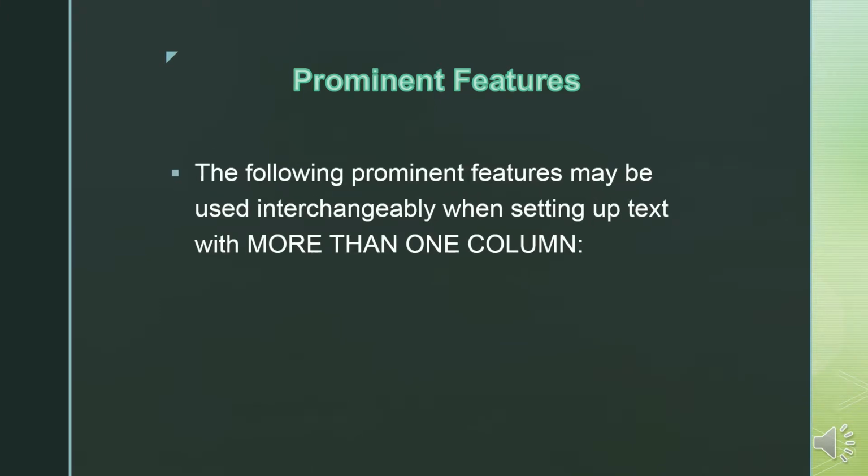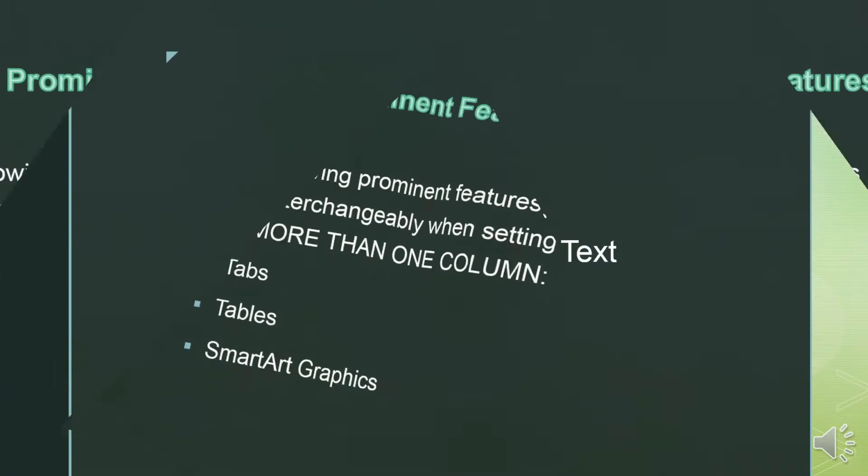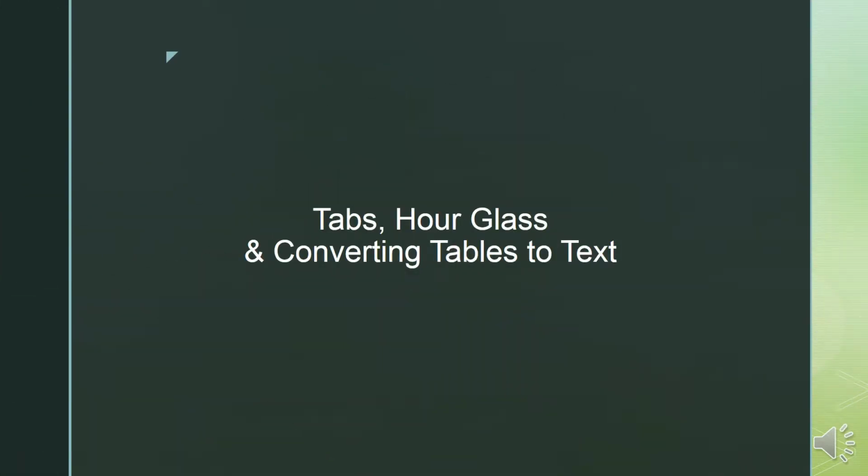The following prominent features may be used interchangeably when setting up text with more than one column: tabs, tables, smart art graphics. Tabs, the hourglass, and converting tables to text.